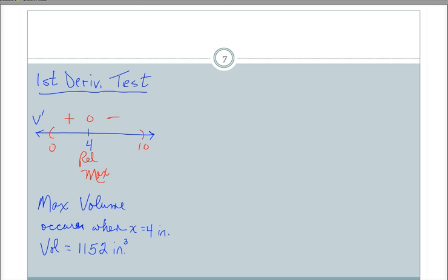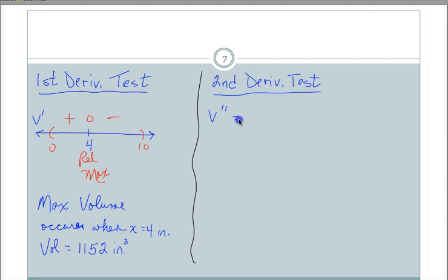All right, so that's what the first derivative test looks like. All right, let's do the second derivative test. So remember, everything would be the same up to that point. You would have had to find your first derivative, find your critical numbers. With the second derivative test, though, no number line. Remember what you're doing is taking the critical numbers from your first derivative and substituting them into your second derivative. So we do need to find the second derivative.